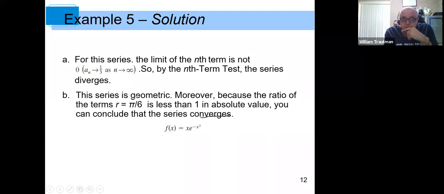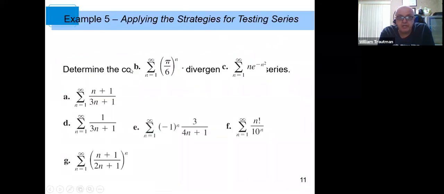R, don't forget pi is 3.14. 3.14 divided by 6 is less than 1. So I just want to go back and show you this. This is r to the n. It's geometric, and if r is less than 1, then the series converges. And this is r, pi is 3.14. This is less than 1. C.